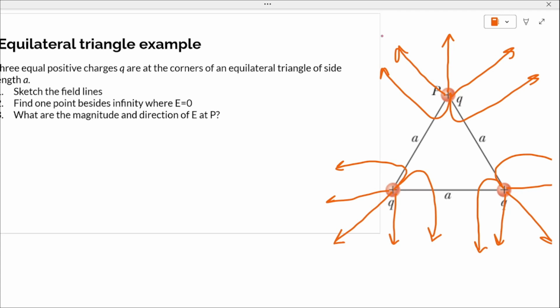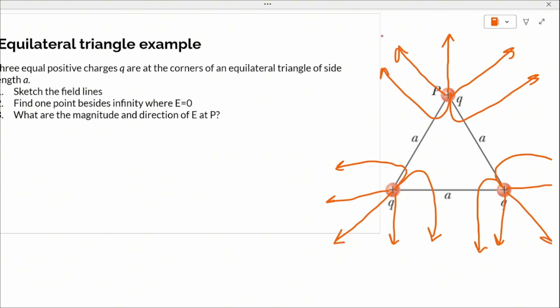Often infinity is going to be the reference point for either the electric field equals 0 or the voltage equals 0, the force equals 0. And it just means that it's really, really far away. The effects of these point charges is basically 0 at that point.